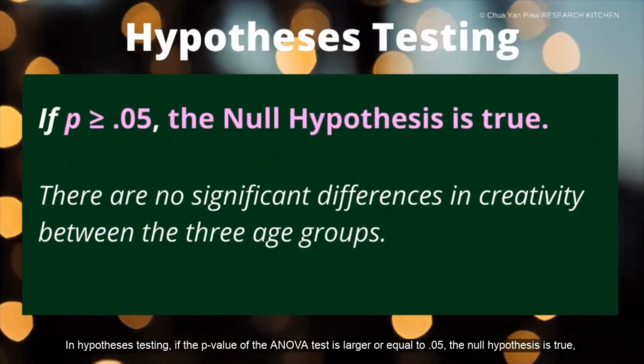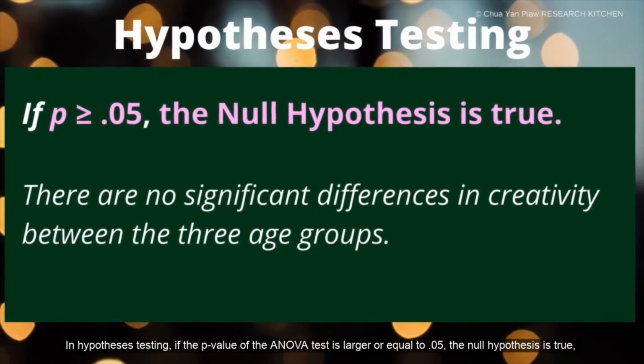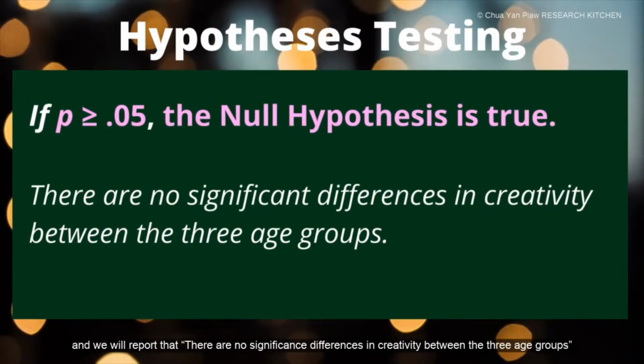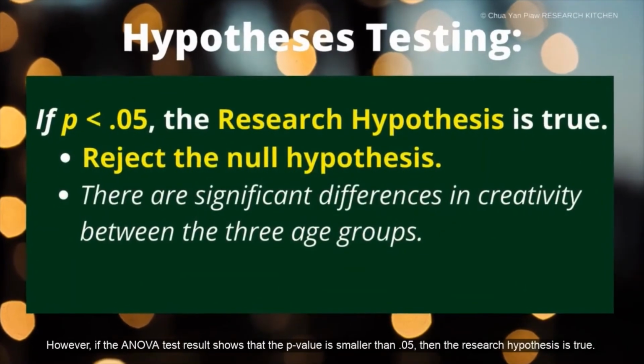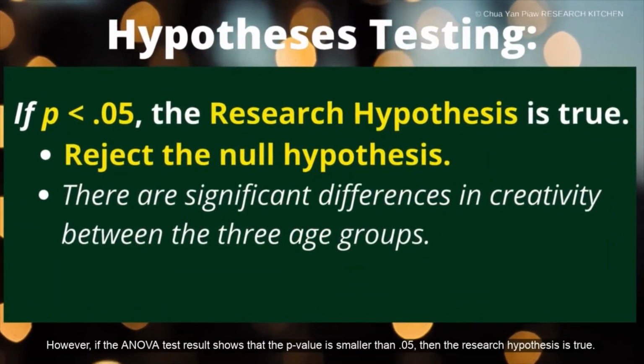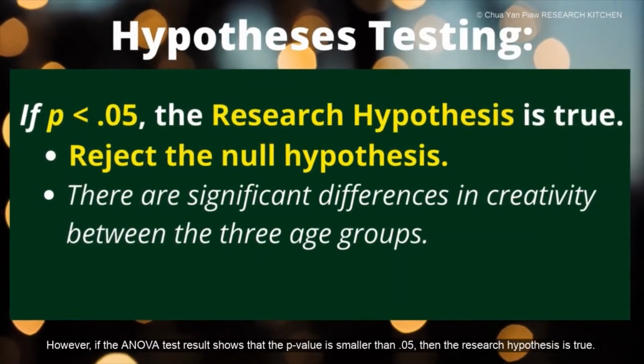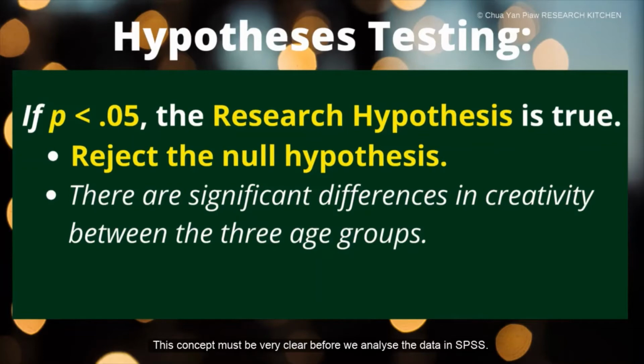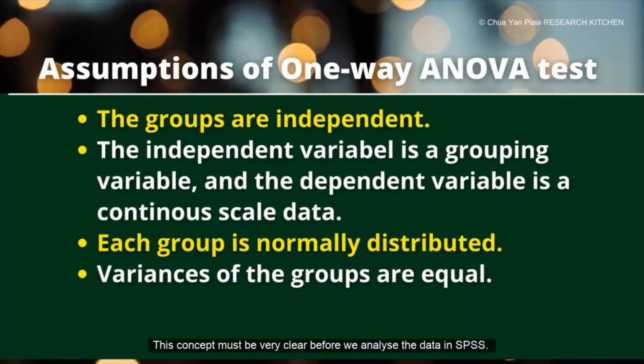In hypothesis testing, if the p-value of the ANOVA test is larger than or equal to 0.05, the null hypothesis is true, and we will report that there are no significant differences in creativity between the three age groups. However, if the ANOVA test results show that the p-value is smaller than 0.05, then the research hypothesis is true. We will reject the null hypothesis and report that there are significant differences in creativity between the three age groups. This concept must be very clear before we analyze the data in SPSS.